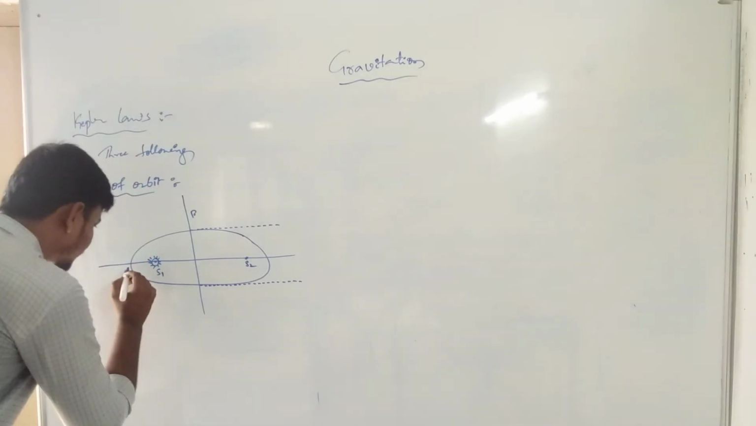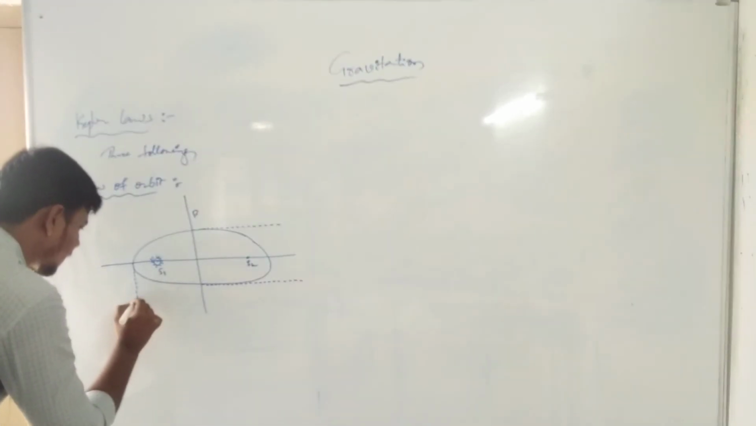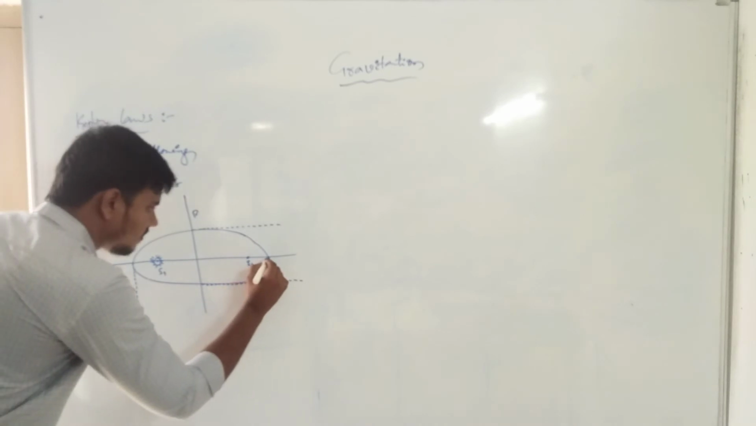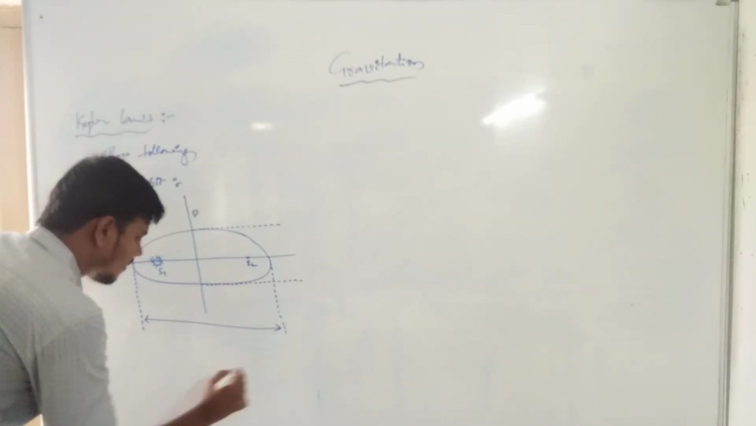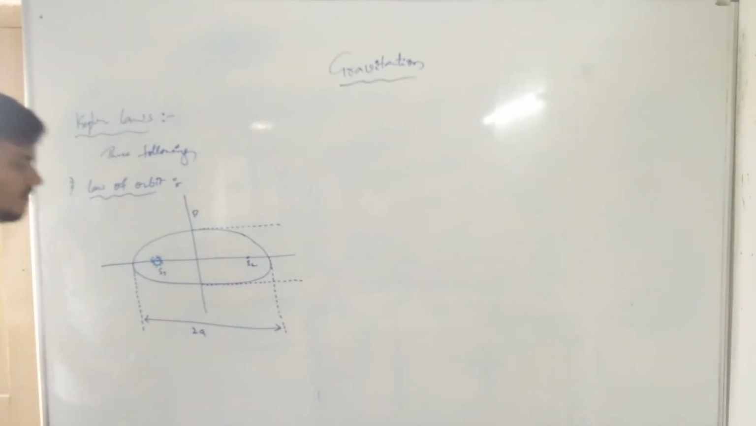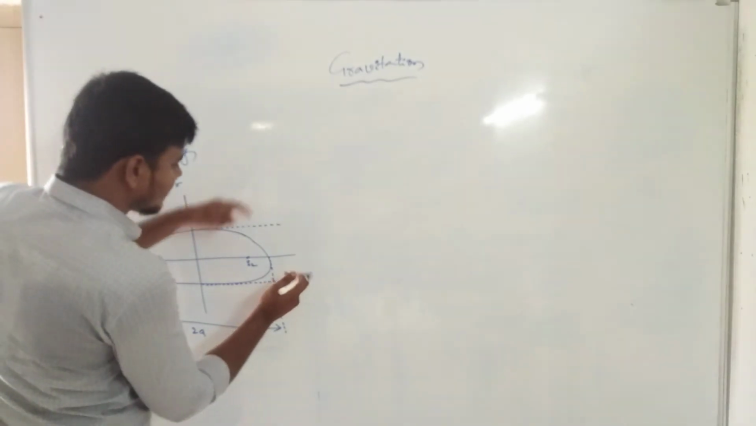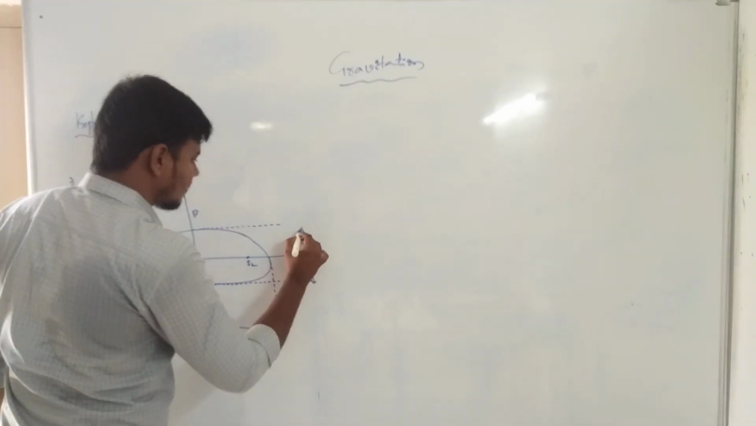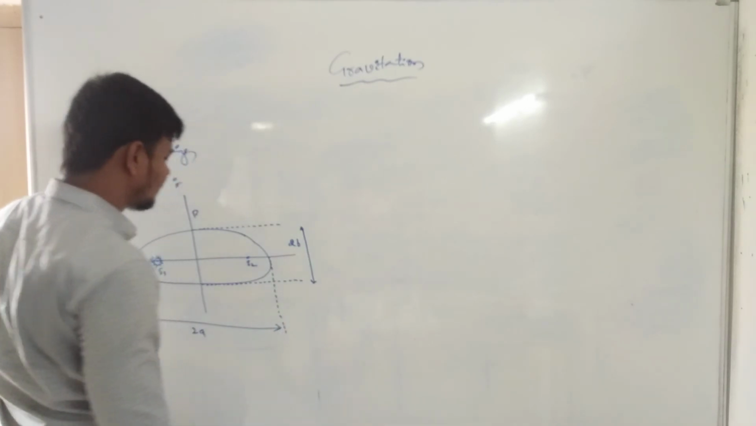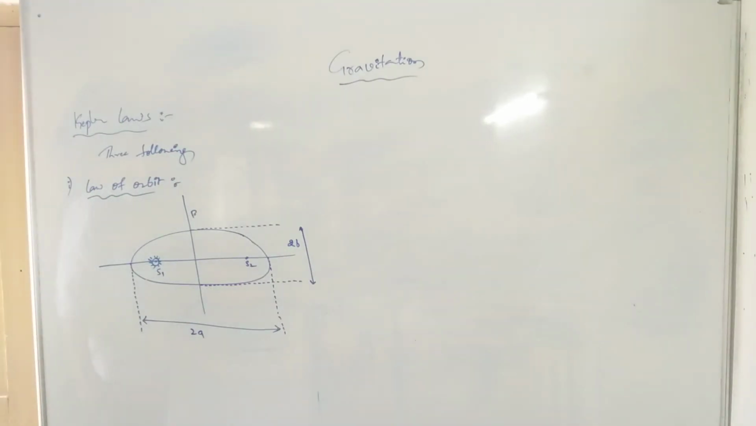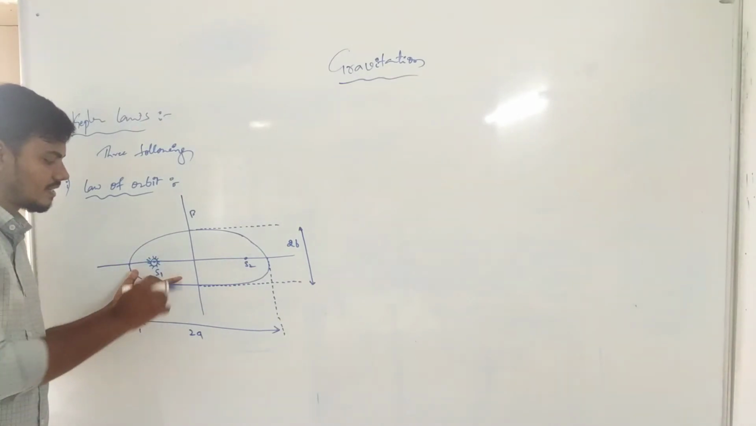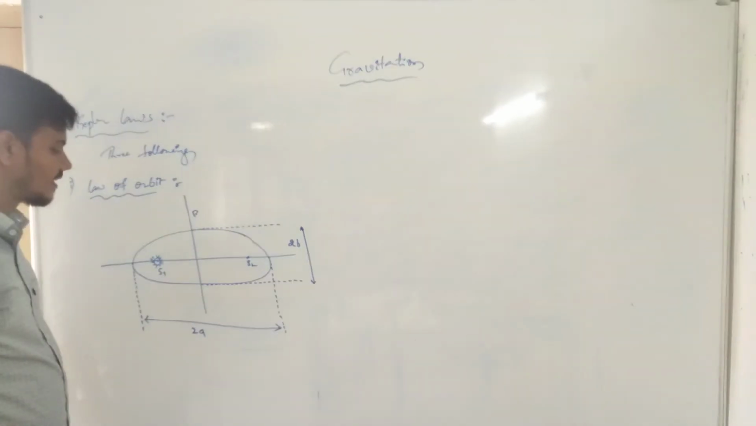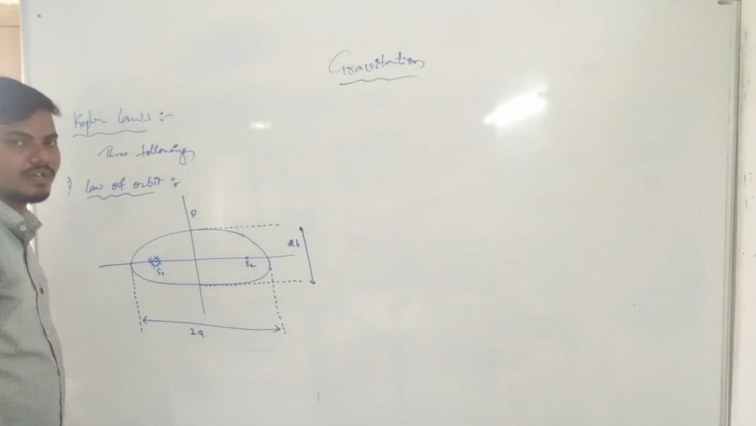Okay, again this one. The distance between these positions we can take as 2a. The distance between these positions we can take as 2b. Clear? All planets are revolving in elliptical motion. The sun is the center part, situated at one of the foci.